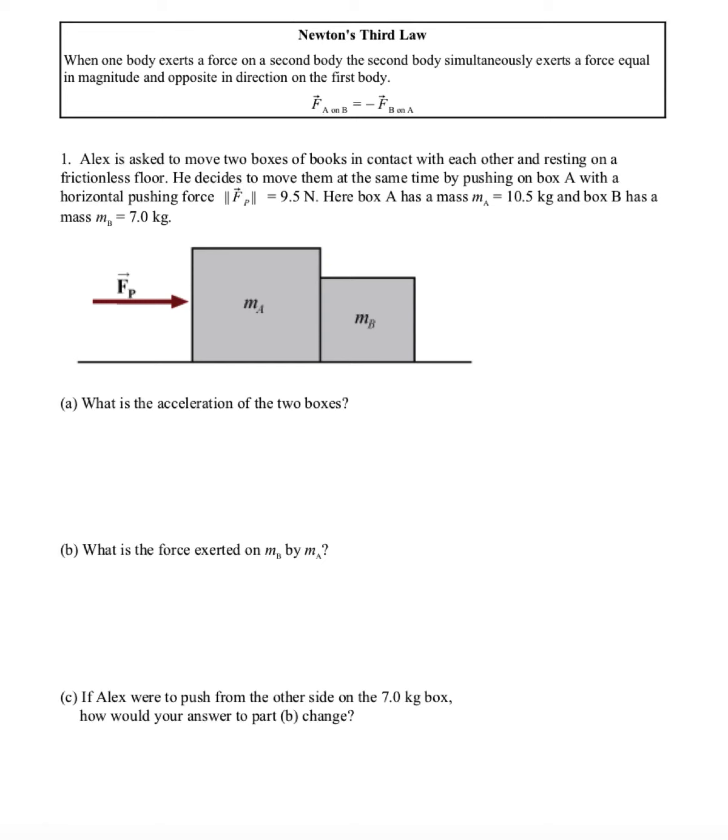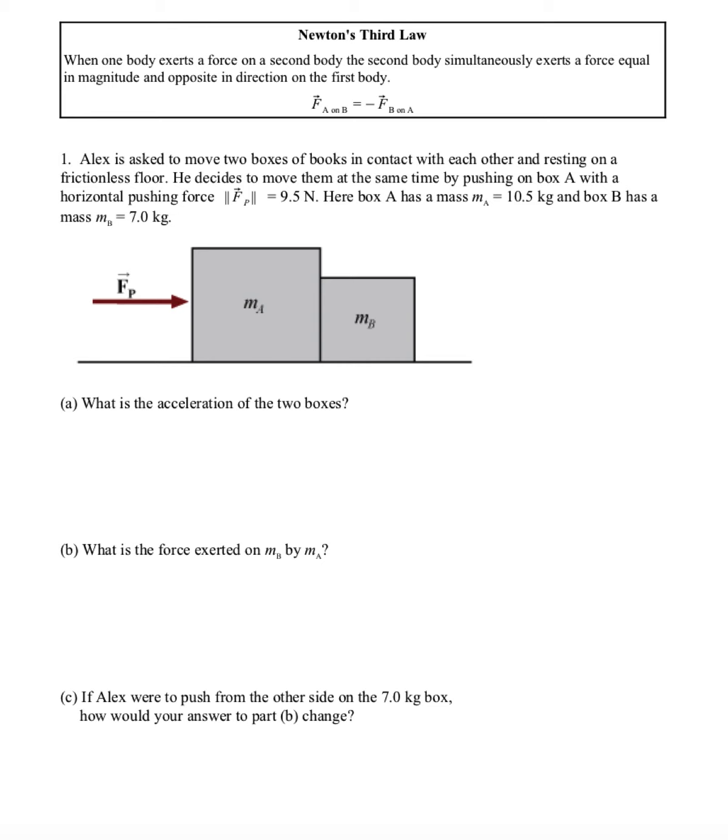Newton's third law says that when one body exerts a force on a second body, that second body will simultaneously exert a force equal in magnitude and opposite in direction on the first body. It can be written in vector form as the force of A on B is equal to the negative of the force of B on A.